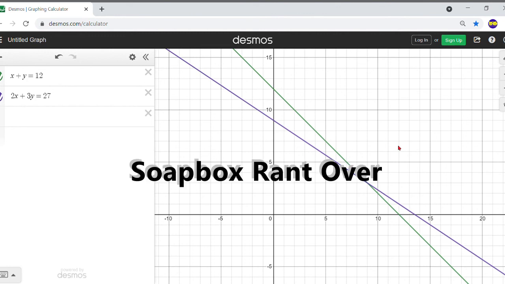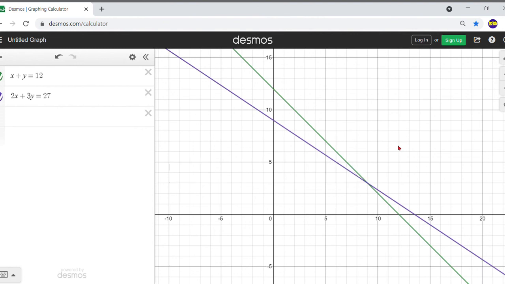So yes, this is a simpler way. If you're using substitution and elimination in a class and that's the assignment, this is a nice way to, after you've done substitution or elimination, check your work and make sure you did it correctly. And if you see the lines intersecting at a different spot than your answer, you probably did something wrong. You probably did. So go back and check it.